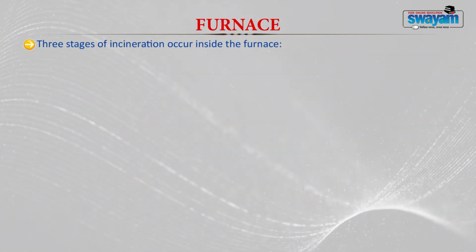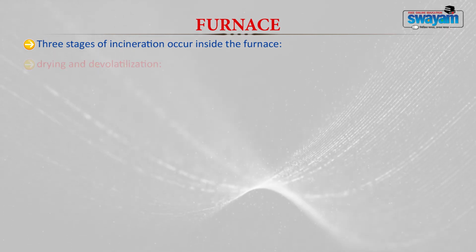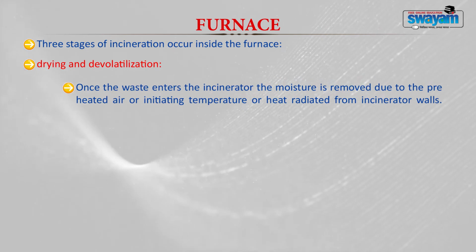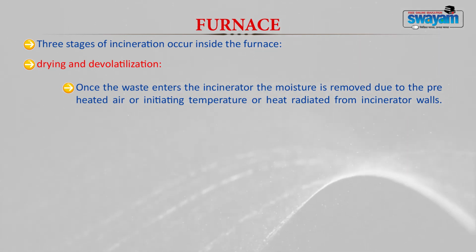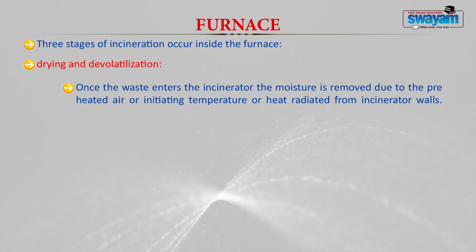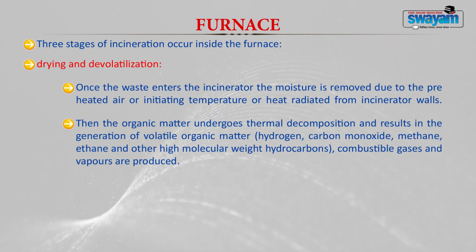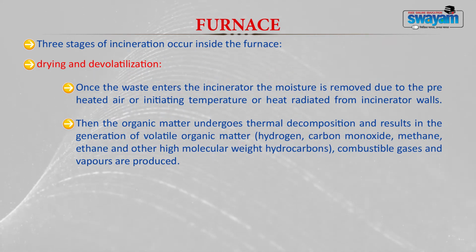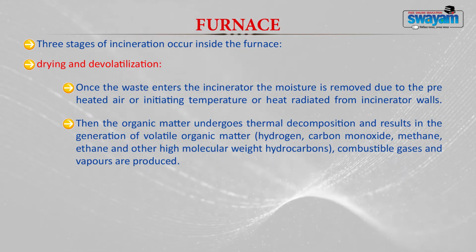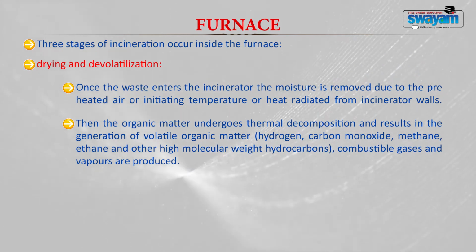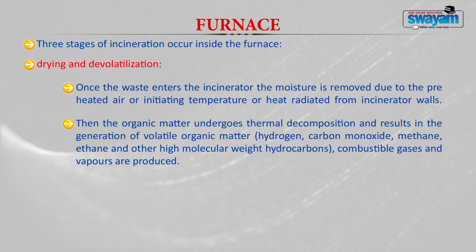Within a furnace, the incineration occurs in 3 stages. The first one is drying and devolatilization. During this process, the moisture present in the waste is removed by the preheated air or the heat radiated from the incinerator walls. Then the organic matter present in the waste undergoes thermal decomposition, resulting in the generation of various gases, volatile organic matter like hydrogen, carbon monoxide, ethane and other high molecular weight hydrocarbons. In addition, combustible gases and vapors are also produced.